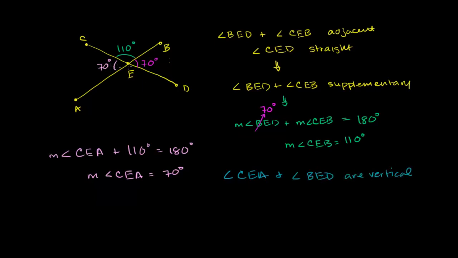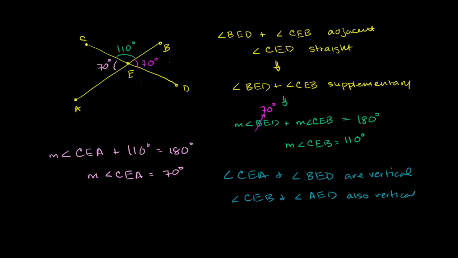And you might say, wait, they look like they're horizontal, they're next to each other. But vertical really just means that they're across from each other, across an intersection. Angle CEB and angle AED are also vertical, so let me write that down. That might even make a little more sense because one is on top and one is on bottom. They're vertically opposite from each other, but these horizontally opposite angles are also called vertical angles.